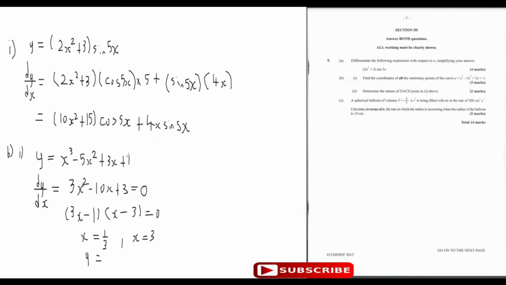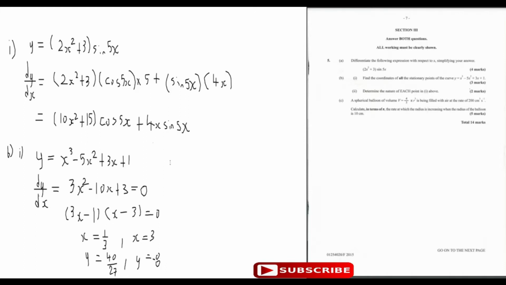And so we get 1 and 13 over 27, which is 40 over 27. So y is 40 over 27. Then we'll plug x as 3 to get 3 cubed minus 5 times 3 squared plus 3 times 3 plus 1. And this other point is y is negative 8. Nice and easy.